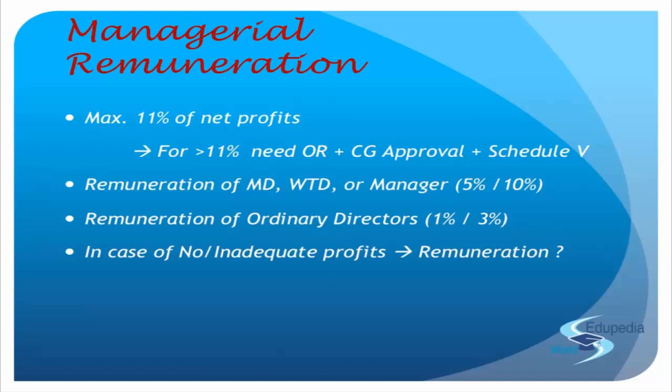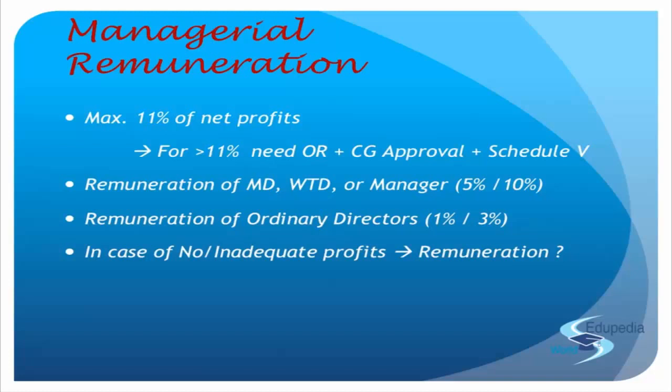So any remuneration which is paid to the director under subsection 1, or whatever we have seen, the first and the second proviso, shall be exclusive of sitting fees. First proviso is 11%, second proviso is 5, 10 and 1, 3. All these four figures are in the second proviso. So whatever we have seen over there, it shall all be exclusive of sitting fees.